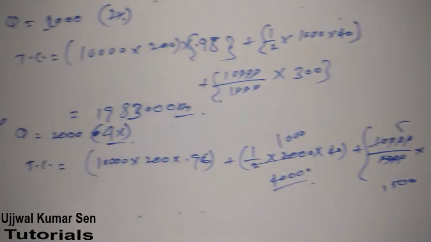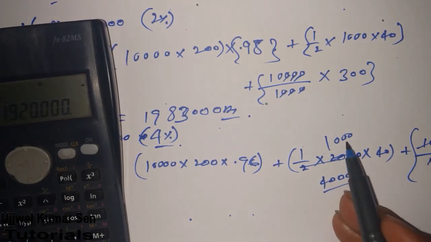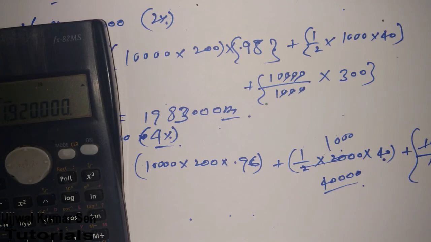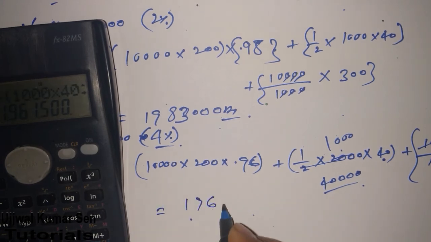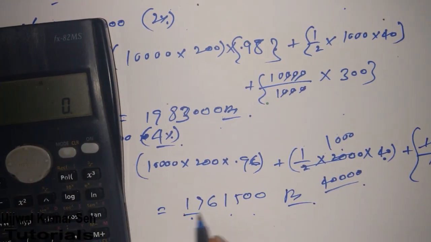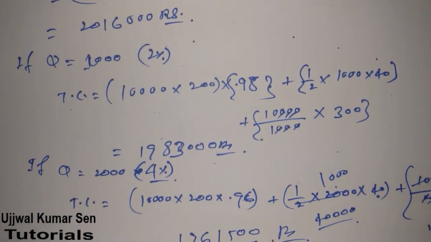Now do the calculation. It's 10,000, I have written 10,000, it's right, multiplied by 200 multiplied by 0.96, plus 1000 into 40, that is 40,000, plus 1500. So how much value are we getting? Sorry, 19,61,500 rupees. Now look at the options we have been given.